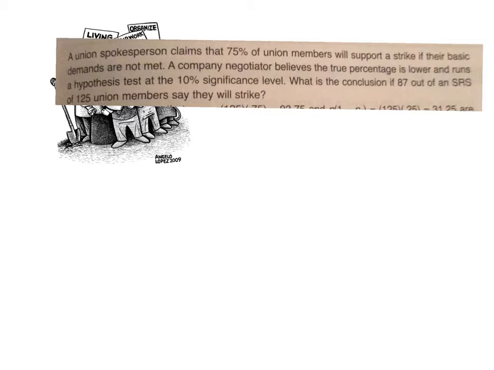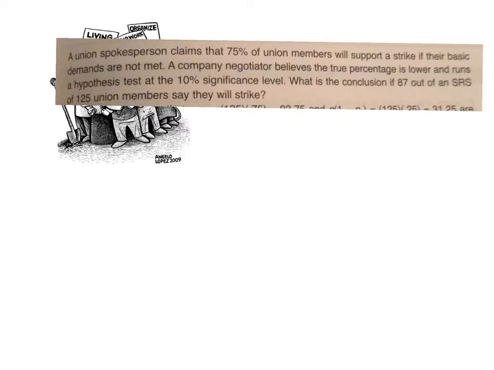So here's the problem. A union spokesman claims that 75% of the union members will support a strike if their basic demands are not met. A company negotiator believes that the true percentage is lower and runs a hypothesis test at the 10% significance level. What is the conclusion if 87 out of an SRS of 125 union members say they will strike?